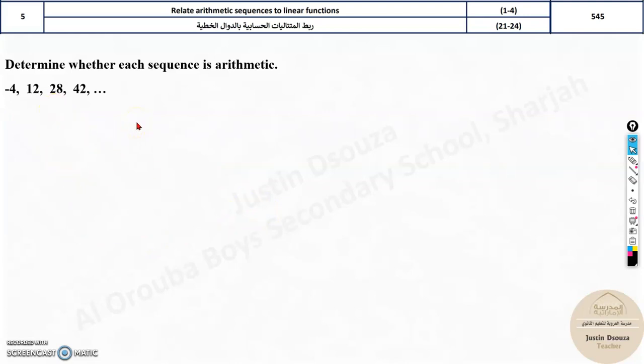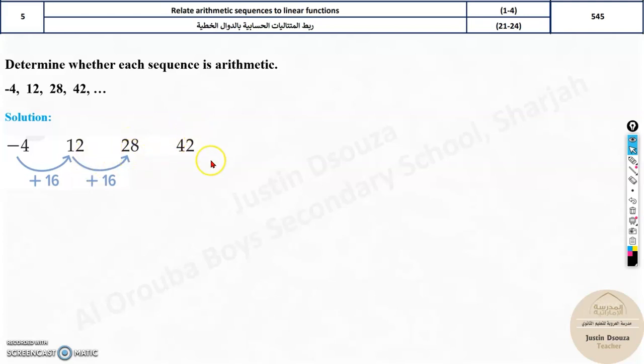How about you pause the video now and try it by yourself, just like what we have done before. I hope you at least tried by pausing the video. Now we will look into it. All you need to do is see the common difference. Over here it is 16. How do you find that? 12 minus of minus 4 will become positive. So it's 12 plus 4, 16. 28 minus 12. Again it is 16.